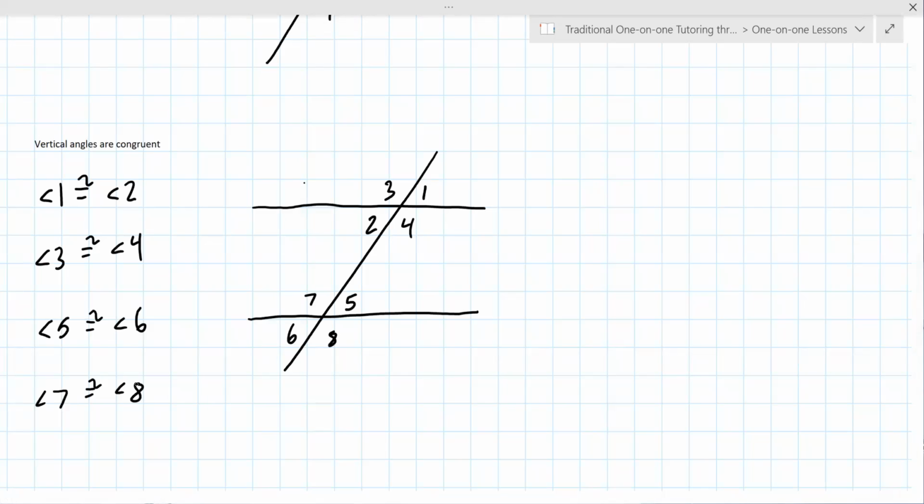So it feels like there's a lot to remember. As you do a few problems, you realize, oh, they're either congruent or they add up to something. And that's what we're going to look at next, when the angles add up to something.